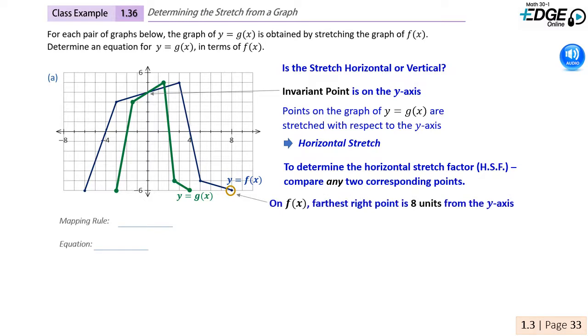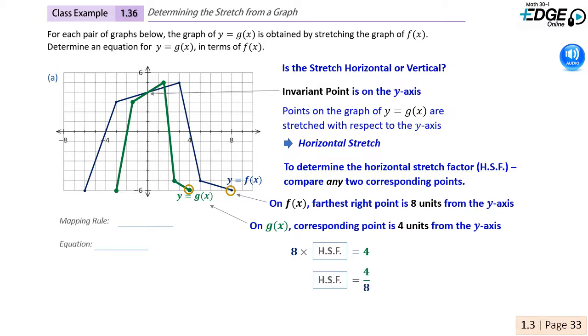The farthest right point, or rightmost point, on the graph of f of x is 8 units from the y-axis, horizontally, of course. And the corresponding point on g of x is 4 units from the y-axis. Now be careful, we're not talking about translation here, so we don't want to say they're 4 units apart. That won't be helpful. What we want to determine is what the 8 was multiplied by to change it to a 4. So 8 multiplied by some horizontal stretch factor became 4. A quick division of both sides by 8, and we see that the stretch factor is 1/2.